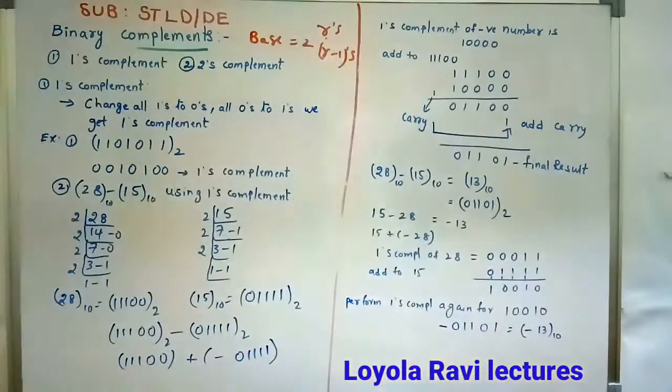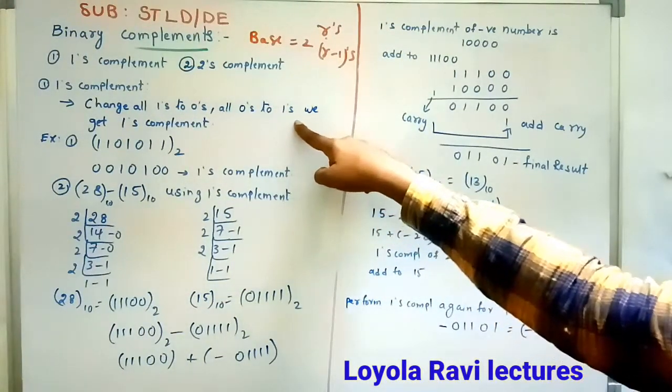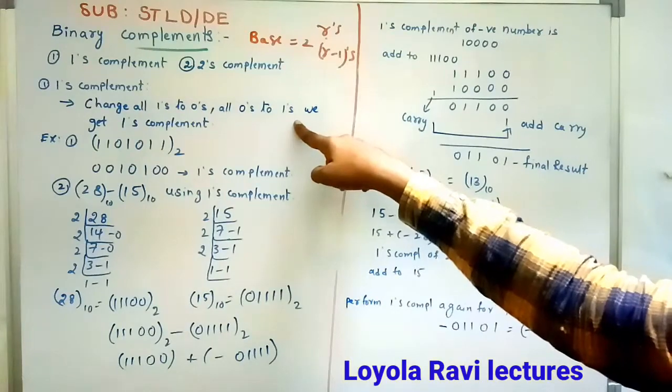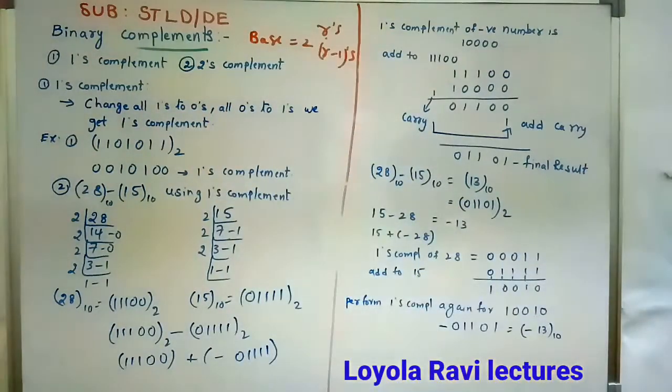Now go for 1's complement. How will we get the 1's complement? Change all 1's to zeros and all zeros to 1's. For example, in the given number, if it is in binary, change all 1's to zeros and all zeros to 1's, then we get the 1's complement. That is the definition of 1's complement.